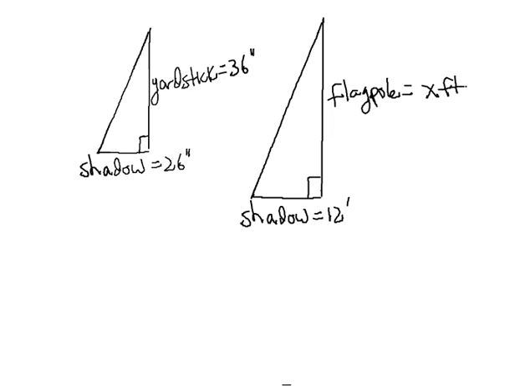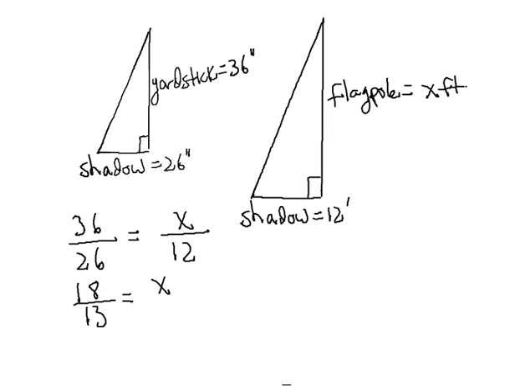Now, because we have similar triangles, we can set up the following proportion. The height, or the length of the yardstick in inches, 36, is to its shadow length in inches, so 36 over 26, is equal to the height of the flagpole in feet, which is x, over its shadow length, which is 12 feet. Now to make life a bit easier, what we could do is to reduce the 36 over 26 to 18 over 13. It's equal to x over 12.